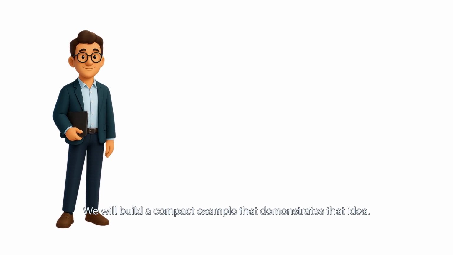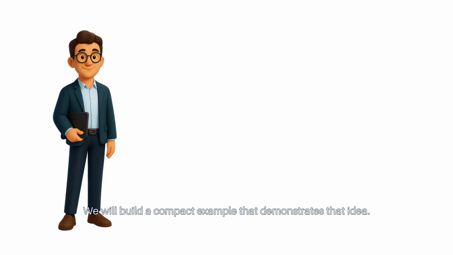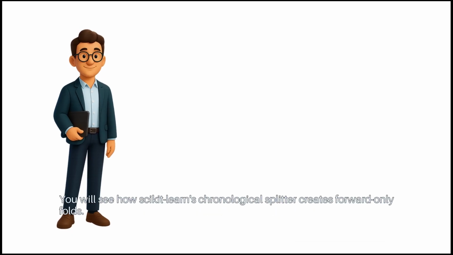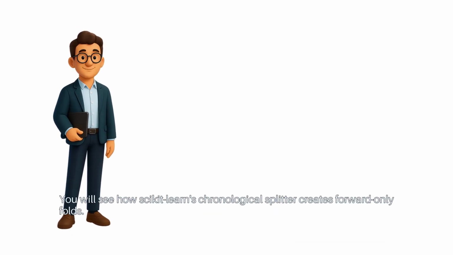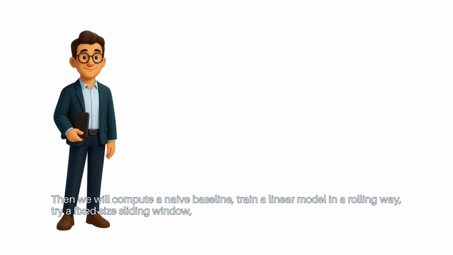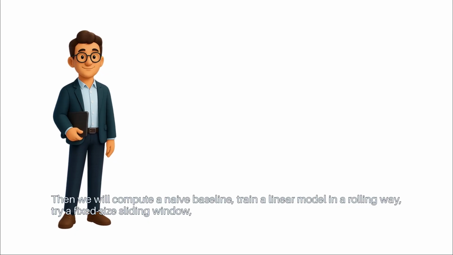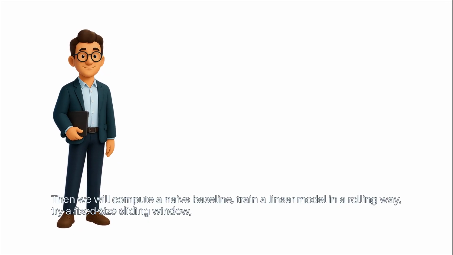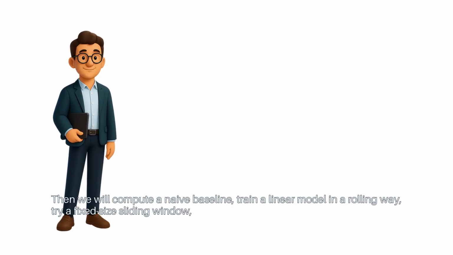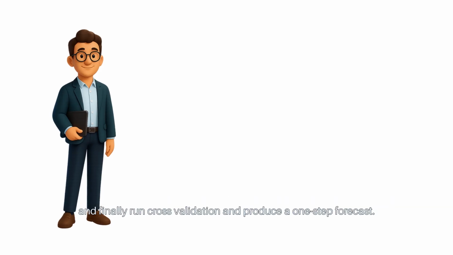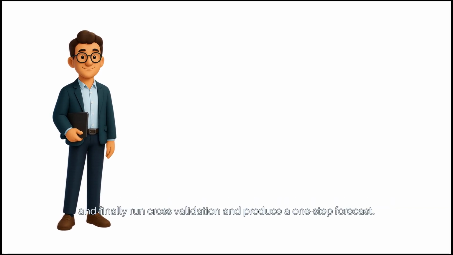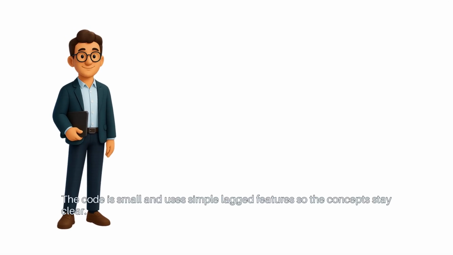We will build a compact example that demonstrates that idea. You will see how scikit-learn's chronological splitter creates forward-only folds. Then, we will compute a naive baseline, train a linear model in a rolling way, try a fixed-size sliding window, and finally, run cross-validation and produce a one-step forecast. The code is small and uses simple lagged features, so the concepts stay clear.